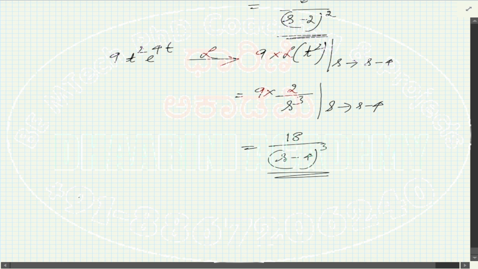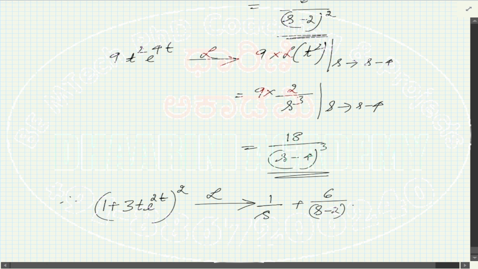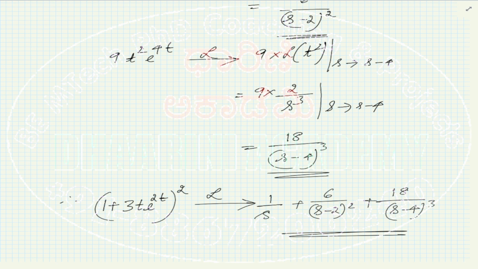So now we'll write the final answer. Therefore, we have to club the answers together. So (1 plus 3t) into e to the power 2t, the whole square, which is the question that has been asked, has a Laplace transform. Add all the three Laplace transforms we got so far. That is 1 by s for the first term, the second term we got 6 divided by (s minus 2) the whole square, and the last term is 18 divided by (s minus 4) whole cube. This is the required answer.